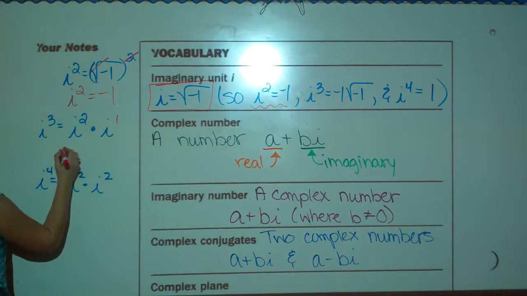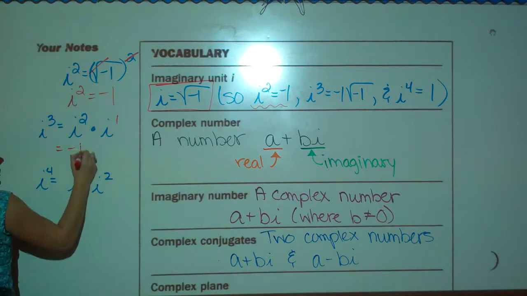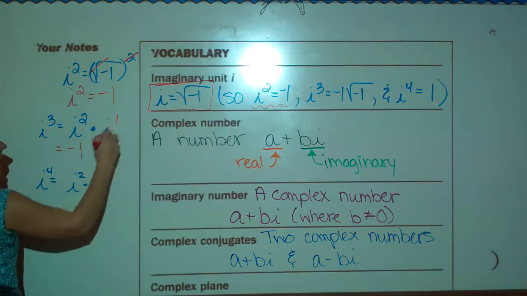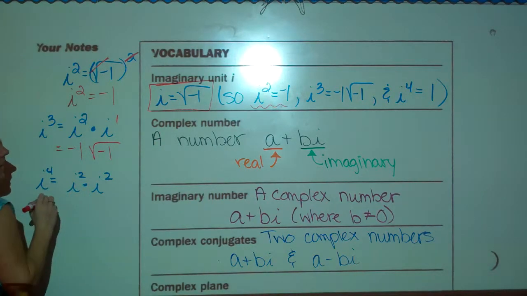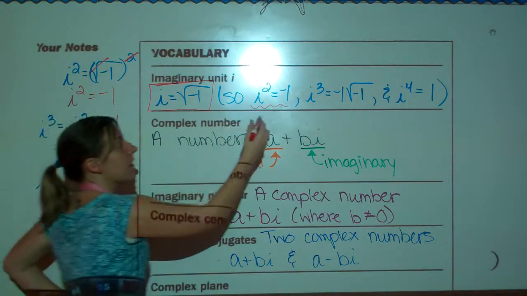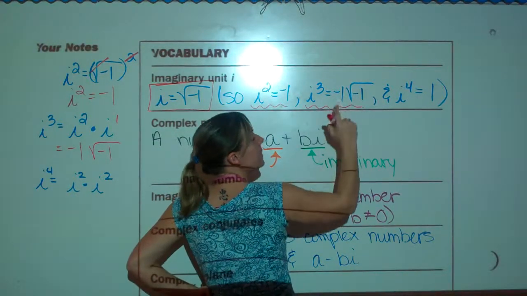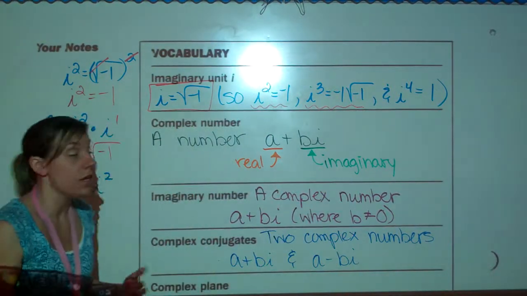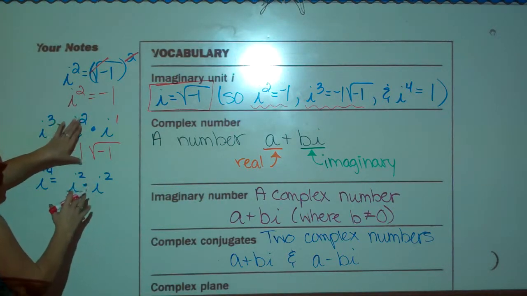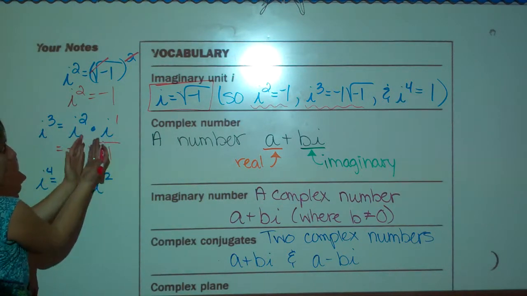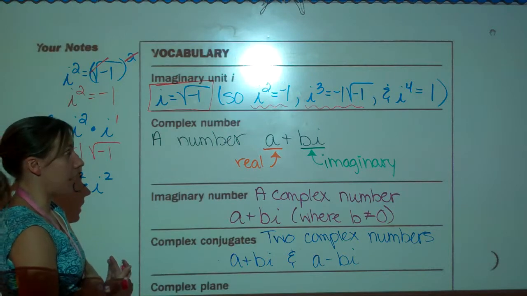Well, if i squared is just the number -1, and i is just the square root of -1, that's where I wrote this. It's just -1 times the square root of -1. That's why, because it's just taking i squared and i and multiplying them, putting them together, okay?